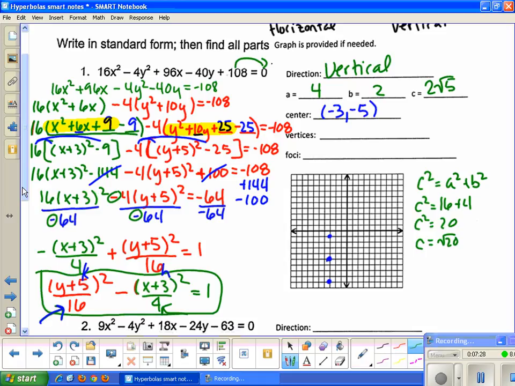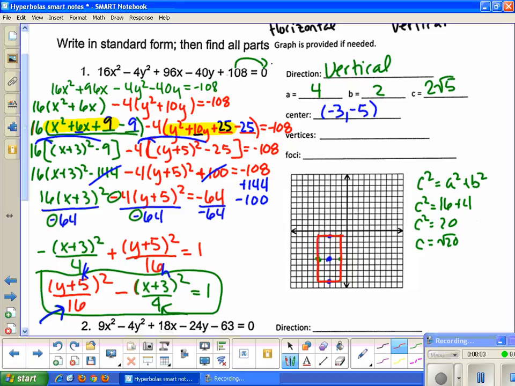And so now on this side I have 4, so that means because it's underneath the x, I'm going to go to the right 2 and to the left 2. Now I want to draw in my box. So for your box, remember that's going to help us find our asymptotes and help us with our graph. So this right here would be the box.